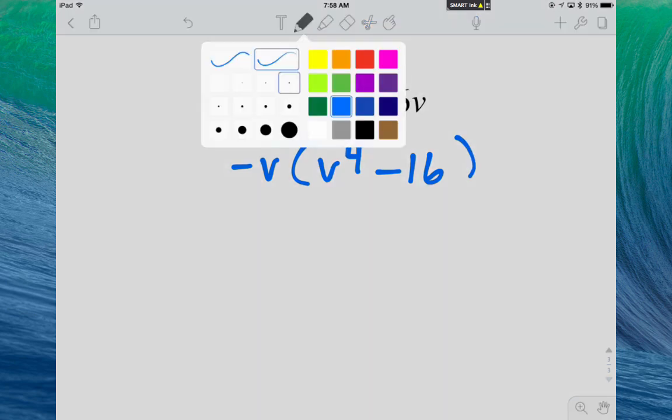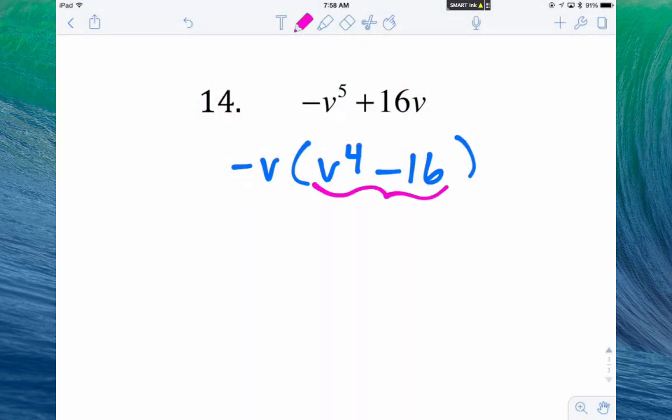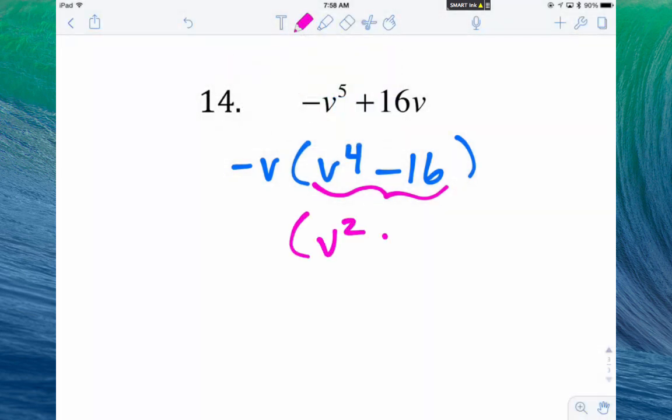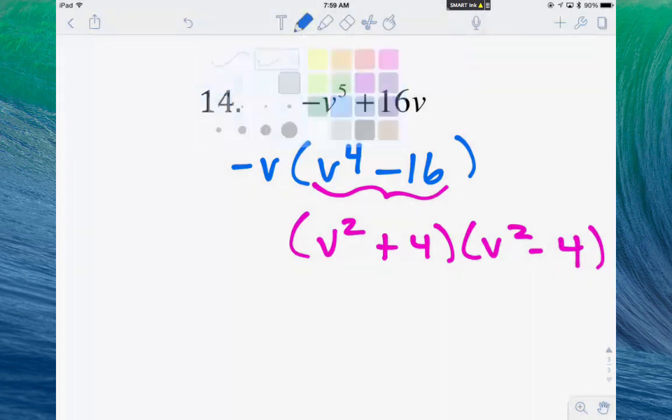All right, now we're classifying this polynomial, this binomial. So we're hoping it's a difference of squares. It is a difference of squares. I think we can factor that as v squared plus 4 times the quantity v squared minus 4. You can multiply those together to confirm.